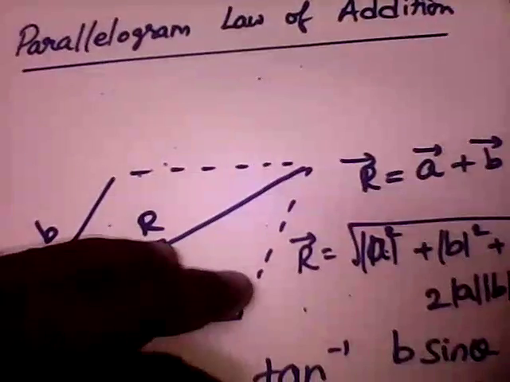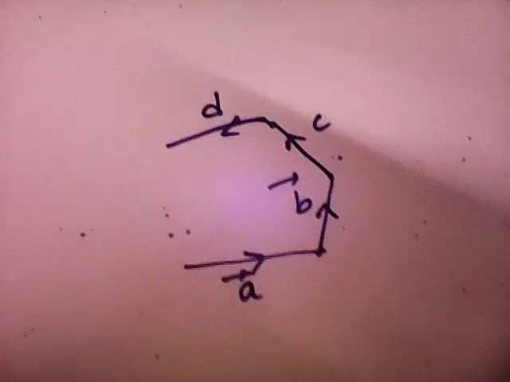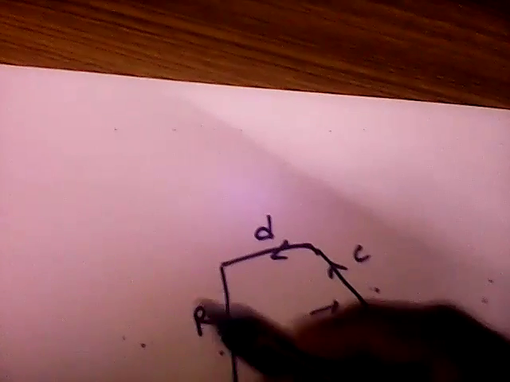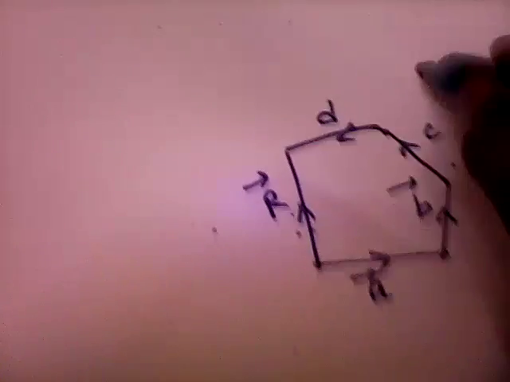Third, it can be called the Polygon Law of Addition. That I am going to do right now. In Polygon Law of Addition, if you take the vectors A vector, B vector, C vector and D vector, all the vectors moving in the same anti-clockwise direction, the resultant will be the R vector, which is moving in clockwise direction. So this is called the Polygon law of addition.